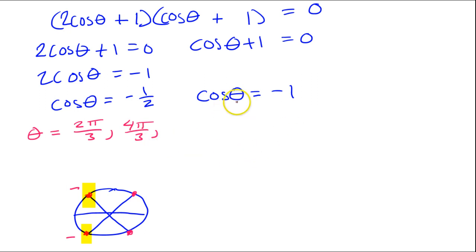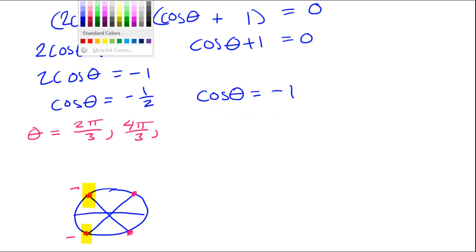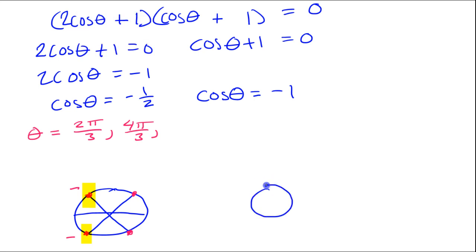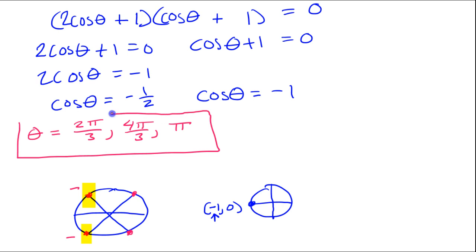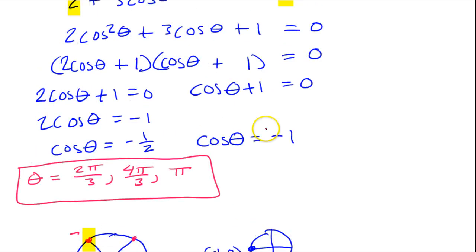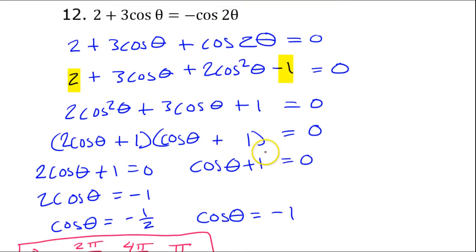Now, where is cosine equal to -1? Well, now we're talking about quadrantal angles. Okay, and at pi, the coordinates are -1, 0, and cosine is this x value. So this is where cosine is equal to -1. So pi. So these are the 3 solutions. All right, so that's it for problem number 12.